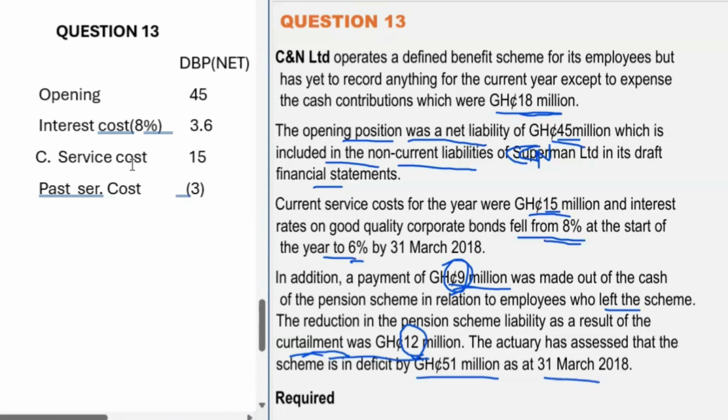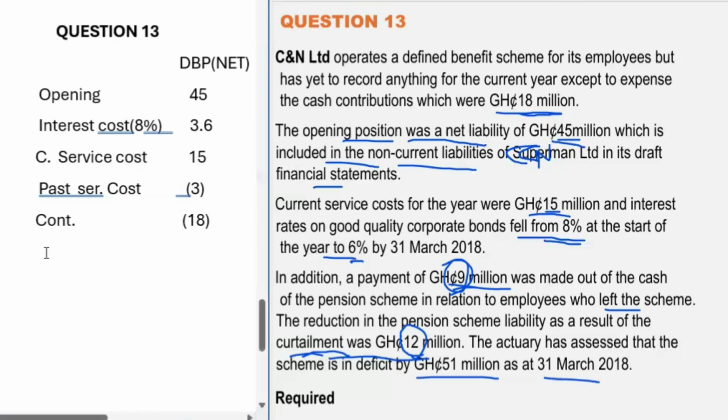So somebody can do it this way. We write only service cost. We will not split it between current service cost and past service cost. But just write service cost and write 15 minus again 3. Right. Then we go to contribution to the fund. How much is the contribution into the fund? 80 million. And that 18 is what they've debited. Are you following? That's the mistake they've done. They've debited it to P&L, which is not so.